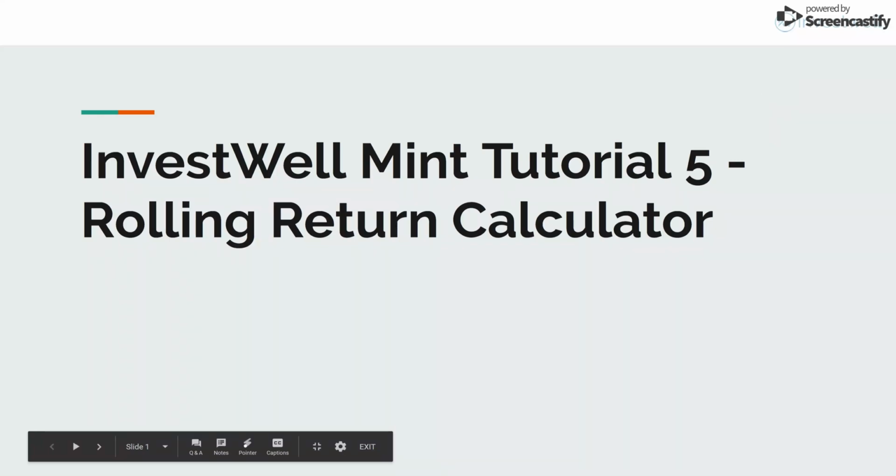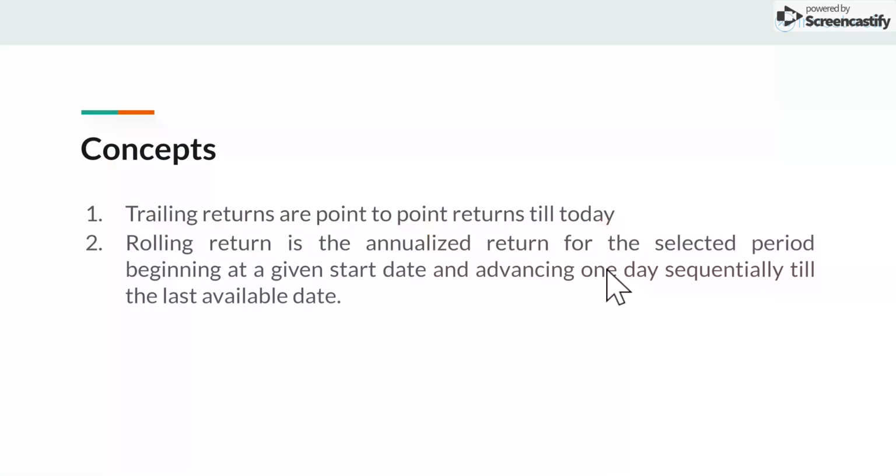Hi, in this session we'll be looking at the rolling return calculator in Investwell Mint. Now you may have seen the trailing returns on a scheme's fact sheet. These are point to point returns till today. So you must have seen a 3-year trailing return, a 5-year trailing return, and a since inception trailing return. This is what we show in our top schemes section.